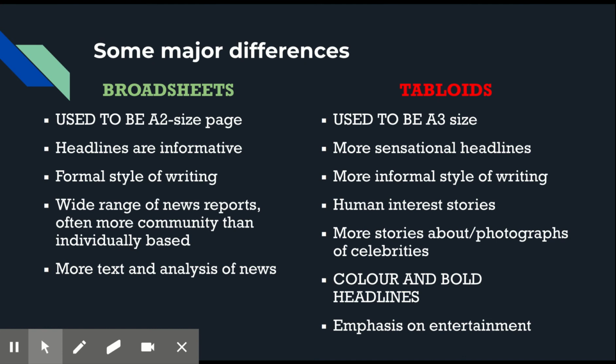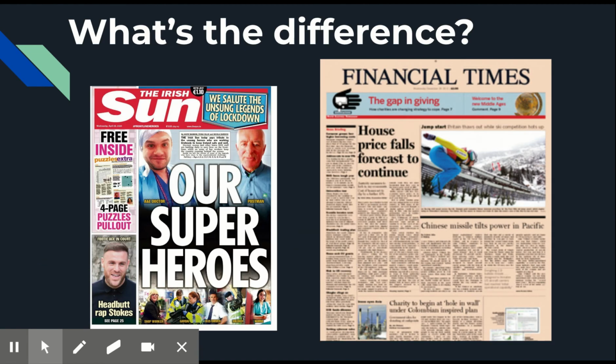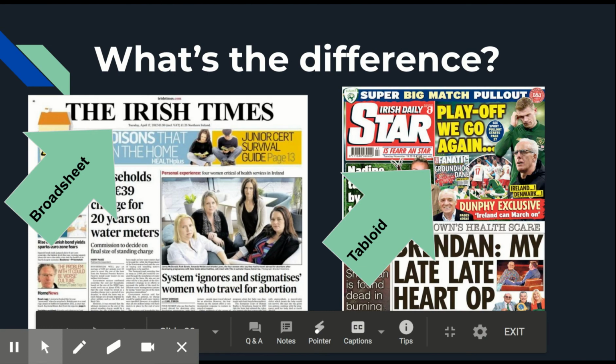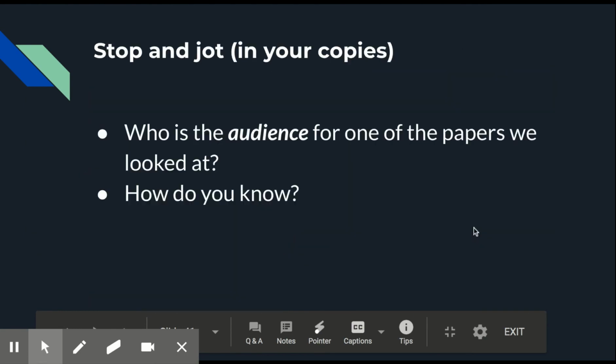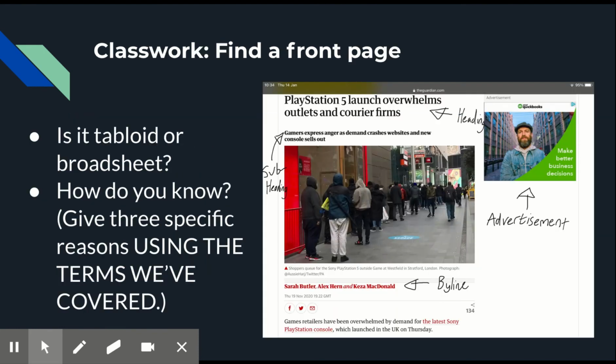There's color, there's bold headlines, there's lots more photographs in a tabloid, right? We can see that just in the couple that we looked at. Look at how many photos are over there and how many photos are over there. And there's an emphasis on entertainment, right? They want to sell the tabloid.